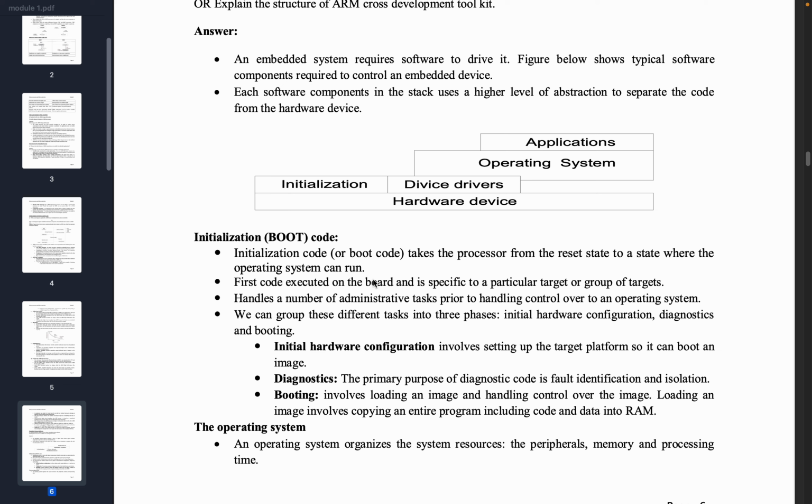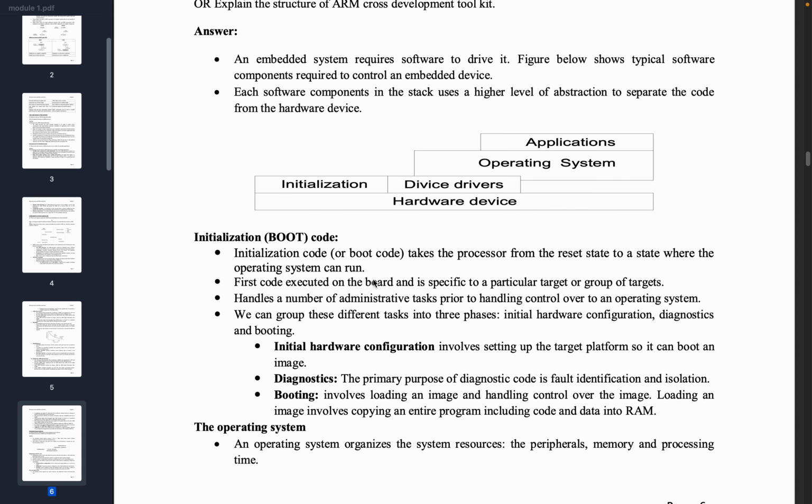Then the three categories, which we call phases. What are the phases? Initial hardware configuration, diagnostic and booting. Again, initial hardware configuration is about booting an image. Diagnostic means fault identification and isolation. Booting means booting an image, handing control over to the image, and loading an image involves copying an entire program, including code and data, into the RAM. You should write that.